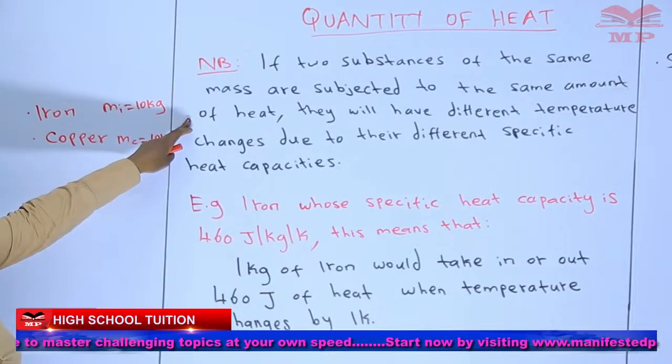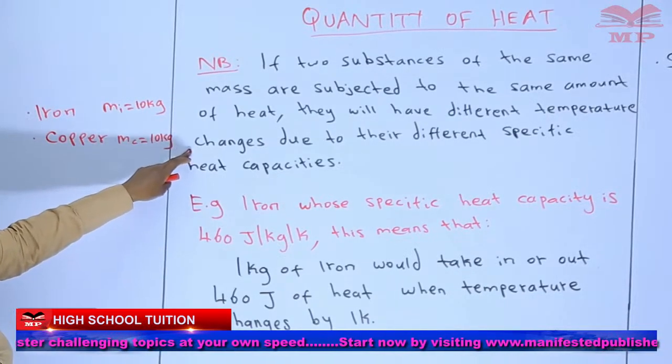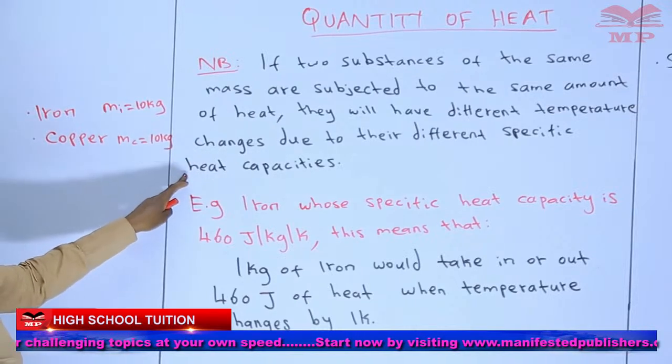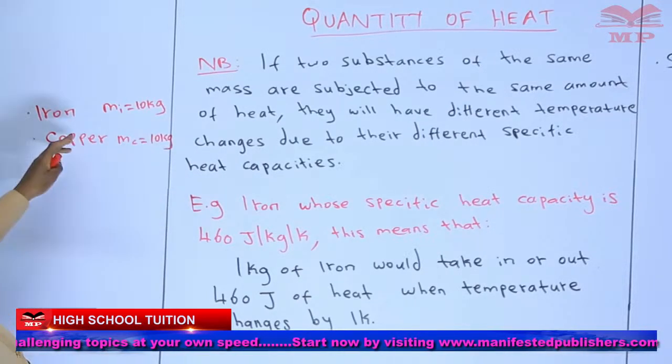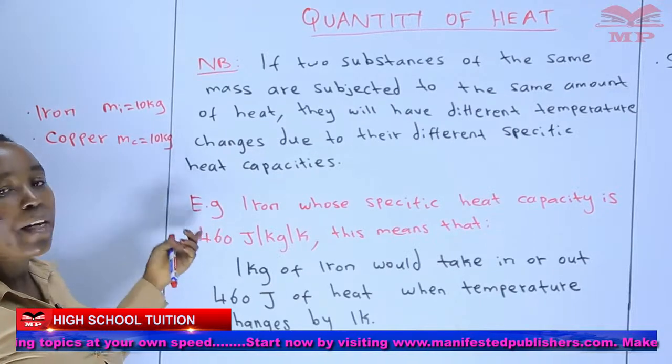And this qualifies what we are saying, that when two substances of the same mass are subjected to the same amount of heat, they are going to have different temperature changes due to their different specific heat capacities. So if we have another metal, for example copper, the specific heat capacity will be different.